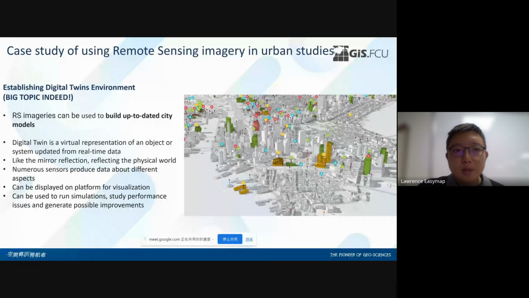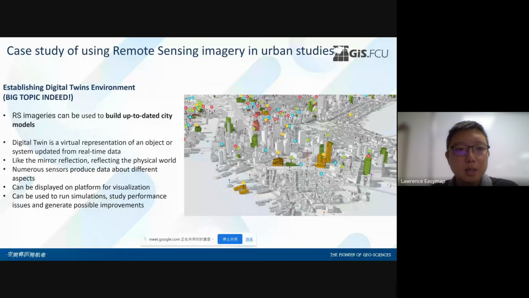Okay, the last one is that remote sensing imagery is very important to establish the digital twins environment. When I was making this slide, I considered for quite a while whether I should open this topic, because digital twins is a very big topic indeed. If you are interested, you are more than welcome to search on the internet, or maybe we can talk about it through email. It is a big topic, and a very hot topic nowadays.